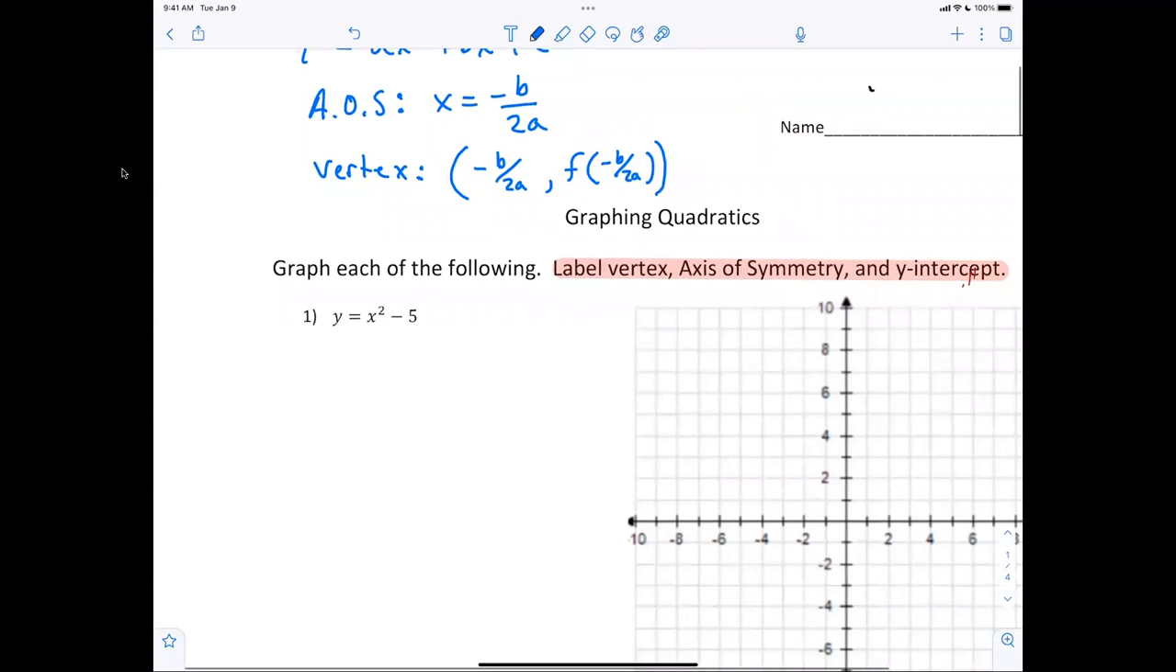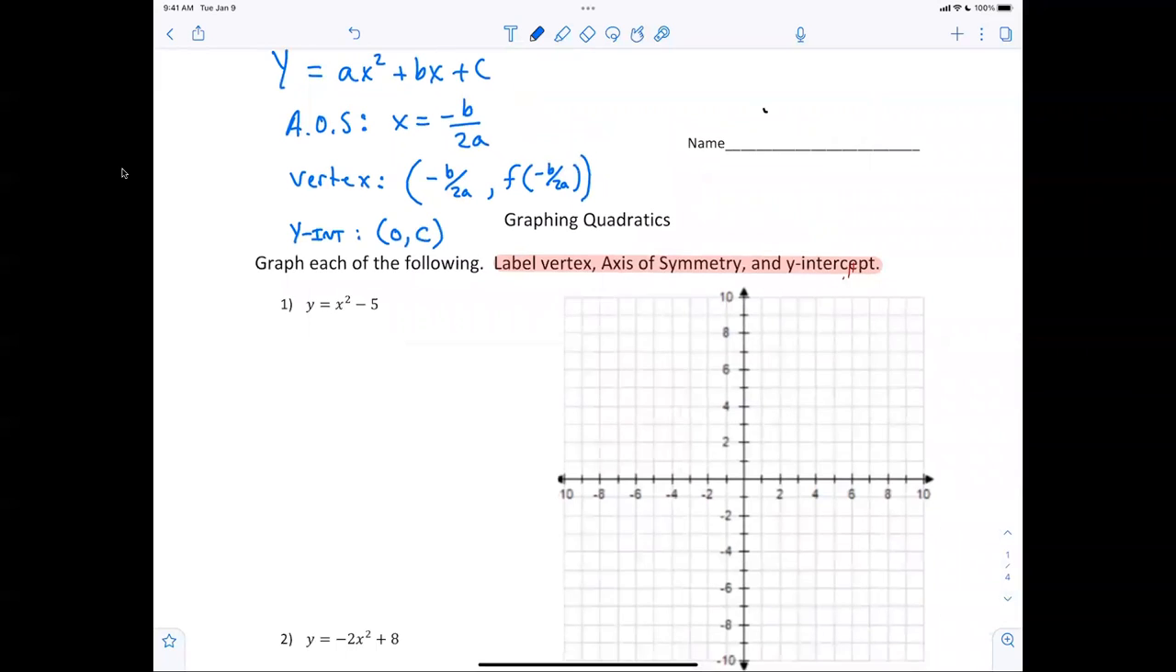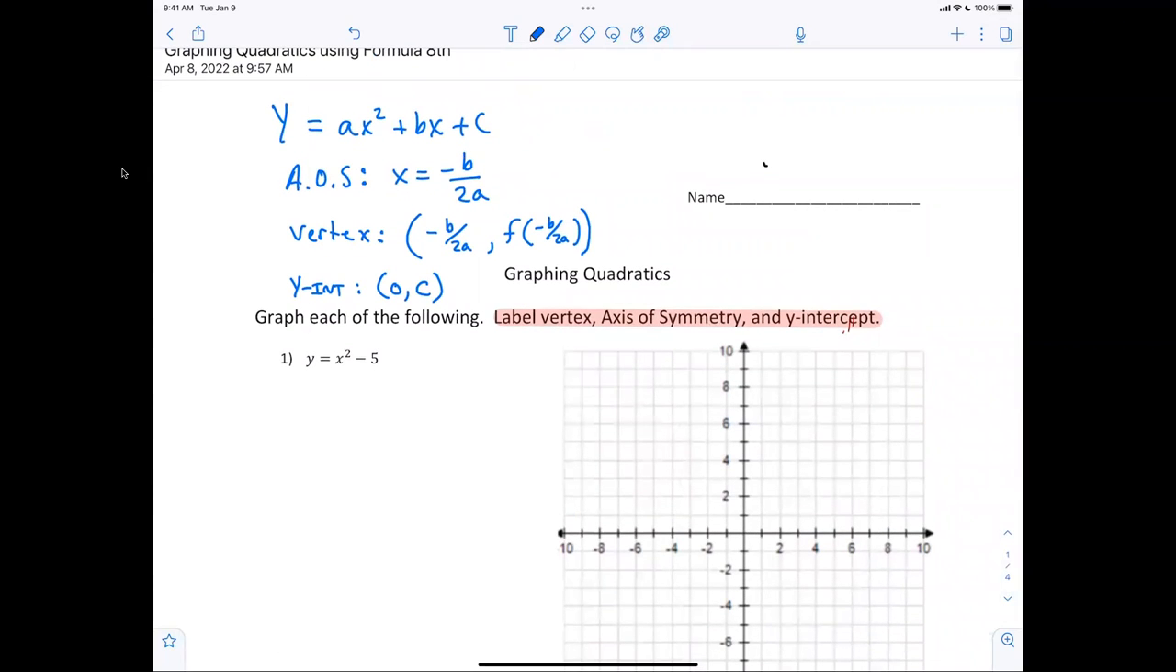The next part is the y-intercept. The y-intercept is always 0, comma, c. Then I need you to learn to use the axis of symmetry to find a third point. That's basically the steps to graph.